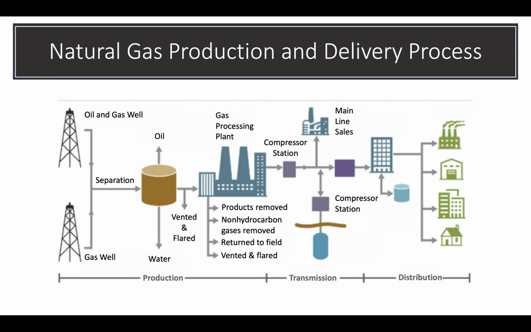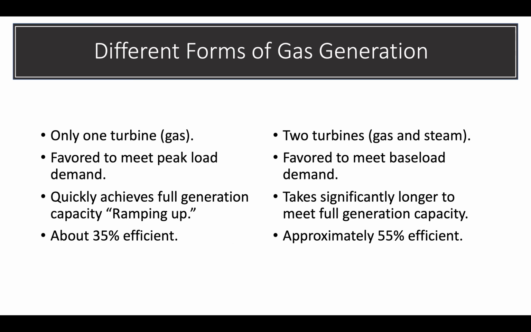This is the process for where gas moves as it is pulled from the wellhead, separated into natural gas liquids, and dry, consumer-grade natural gas goes through a turbine producing steam. The natural gas liquids are often separated and sold off differently. So let's talk now a little bit about different forms of gas generation: simple cycle and combined cycle.